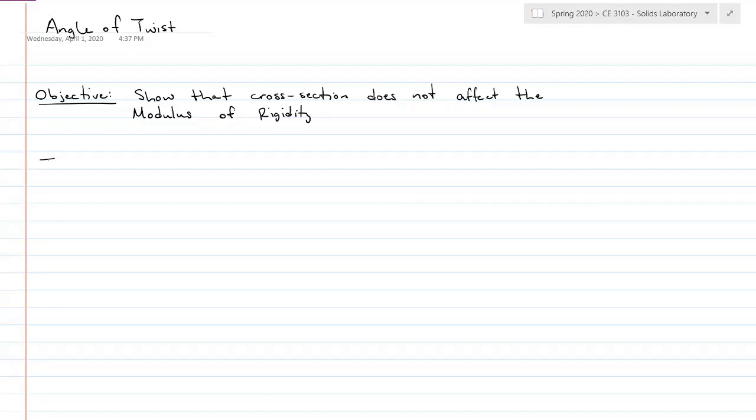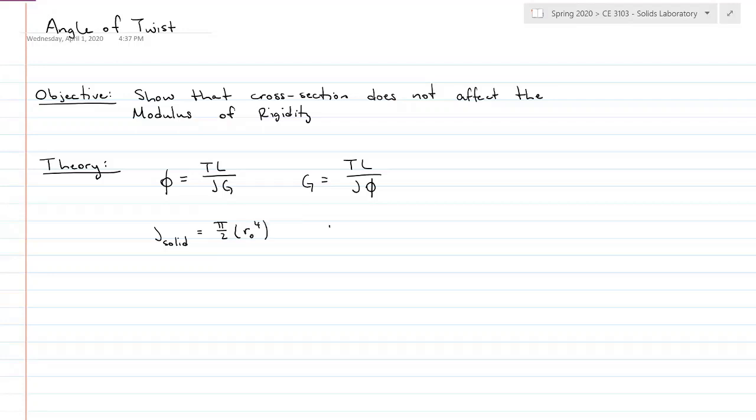Okay, so here's the theory. We have our angle of twist equation, which is TL over JG. We are solving for G, which means our equation becomes G equals TL over J phi. J for a solid is equal to pi over 2 times our outer radius to the fourth. J for a tubular is equal to pi over 2 times radius outer to the fourth minus radius inner to the fourth. Okay?